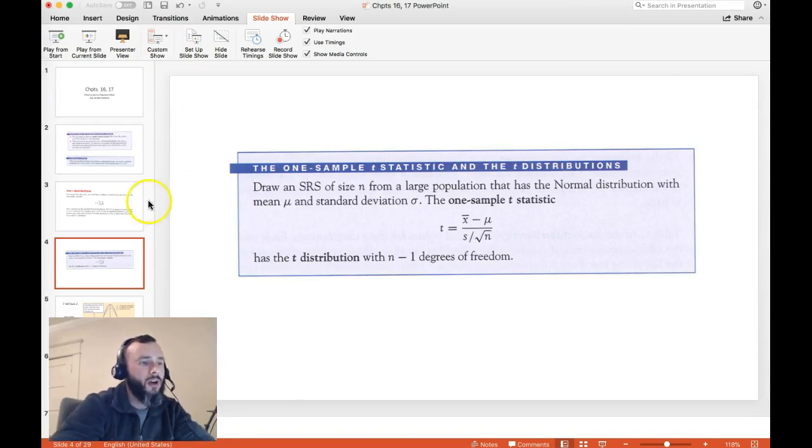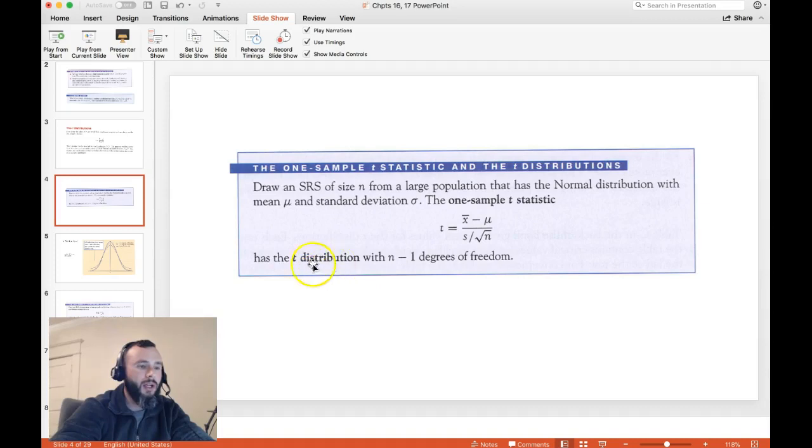So if we draw an SRS of size n from a large population that has normal distribution with mean mu and standard deviation sigma, the one sample t statistic is given here. Notice the very similar structure to the z statistic. The z statistic was x bar minus mu over sigma divided by square root of n. But here, since we've substituted in the standard error, we have s divided by the square root of n in that denominator. And again, we'll have n minus 1 degrees of freedom.